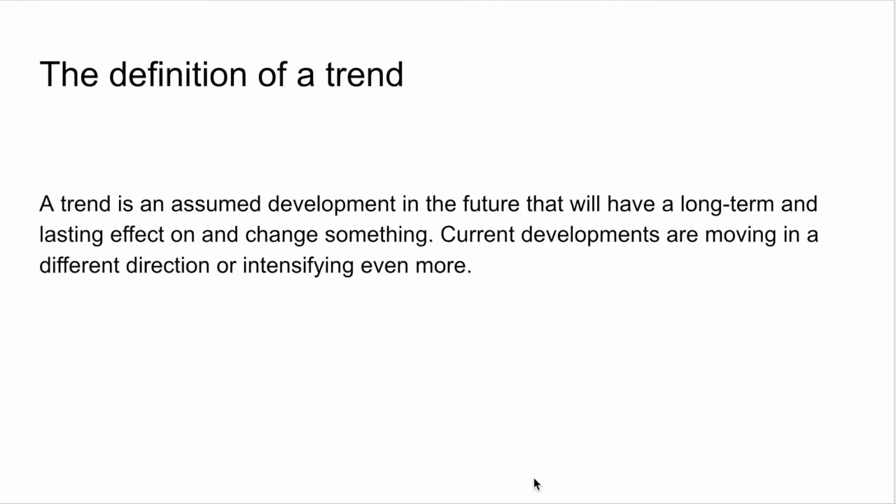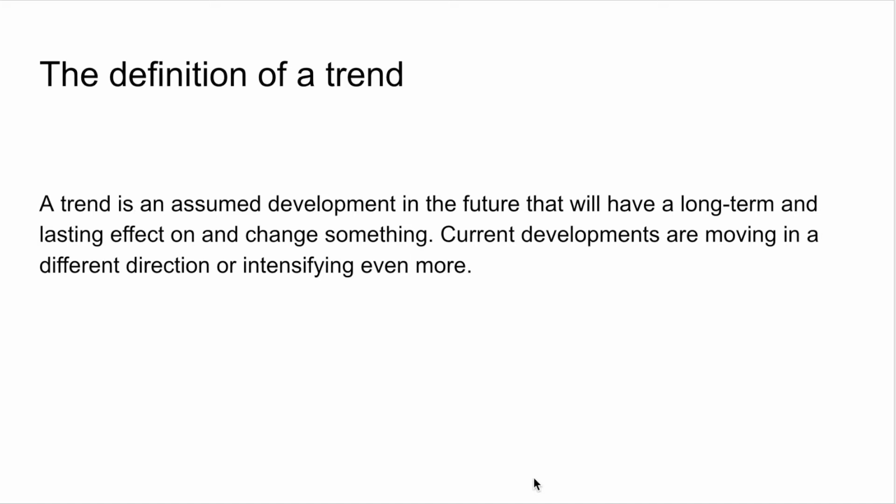So here, a trend is an assumed development in the future that will have a long-term and lasting effect on and change something. Current developments are moving in a different direction or intensifying even more. So basically what we're seeing is trends are something that's happening that will have an effect on the future. This is what we're talking about.